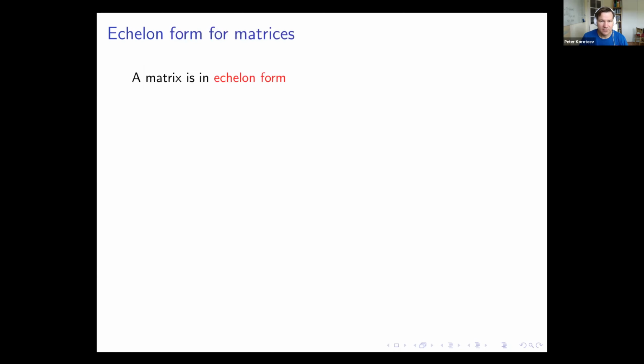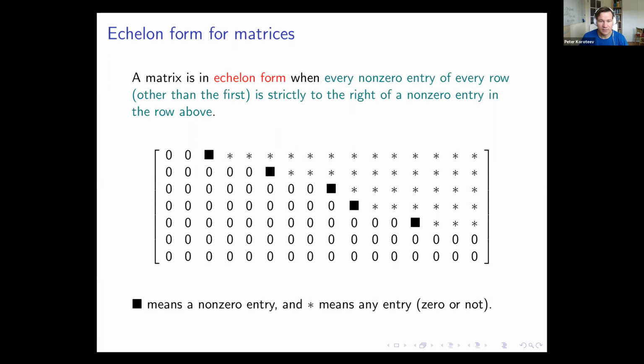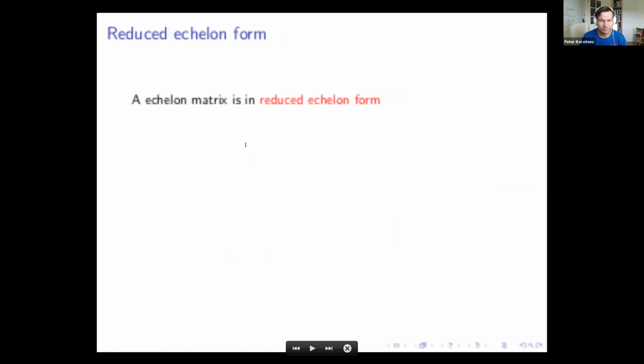So a matrix in echelon form is such a matrix when every non-zero entry for every row other than the first one is strictly to the right of a non-zero entry in the row above. For the first row, there's nothing above it, so it can start from any position. Here, a square, the box, means a non-zero entry, and a star means an entry, zero or not. But what's important is that there are all zeros underneath it.